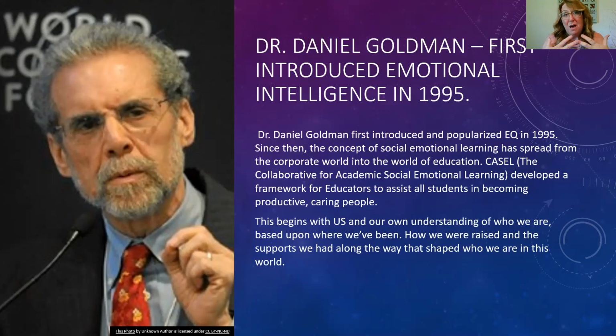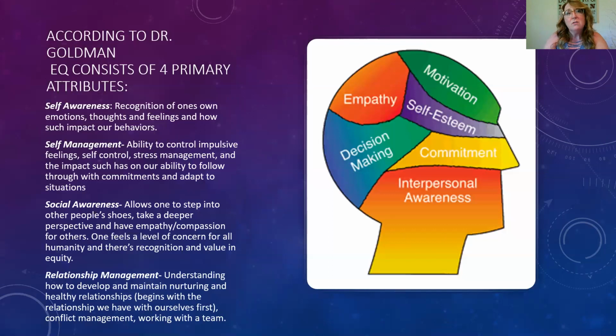This really begins with us as human beings understanding our own emotional intelligence, who we are based on where we've been, how we were raised, the supports that we have received along the way, and the people that help buffer and shape who we are in the world. According to Dr. Daniel Goleman, EQ consists of 4 primary attributes. The first one is self-awareness. The second is self-management. The third is social awareness. And the fourth is relationship management.